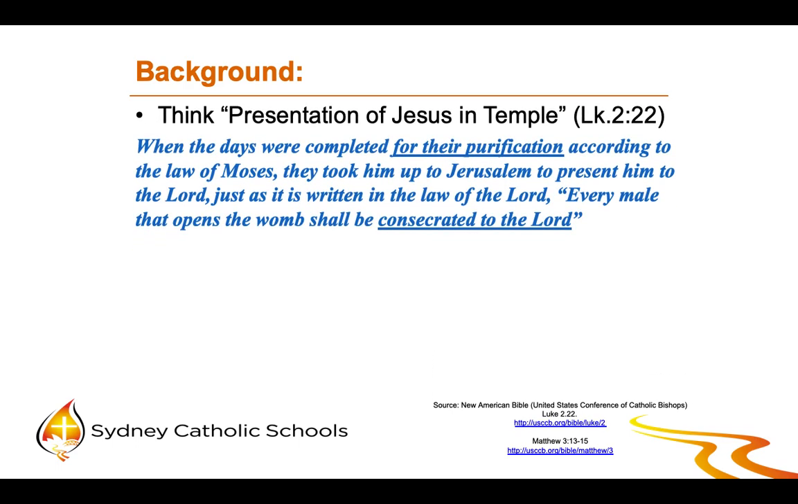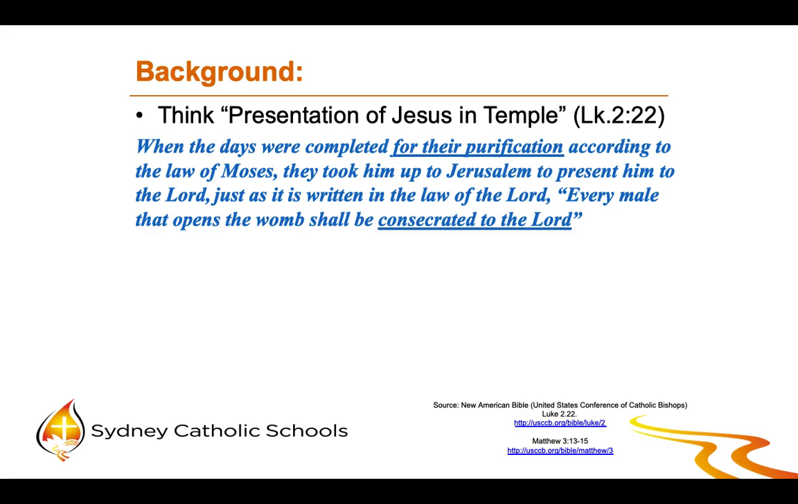In the passage from Scripture, we read, "When the days were completed for their purification according to the law of Moses, they took him up to Jerusalem to present him to the Lord, just as it is written in the law of the Lord, 'Every male that opens the womb shall be consecrated to the Lord.'"